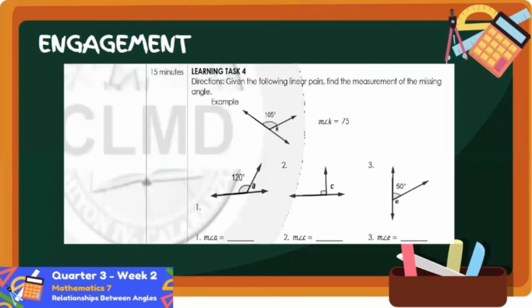For learning task 4, given the following linear pairs, find the measurement of the missing angle. So an example is given. We have 105 degrees and angle K. They form linear pairs. That's why angle K measures 75 degrees. So it's your turn to answer numbers 1, 2, and 3.